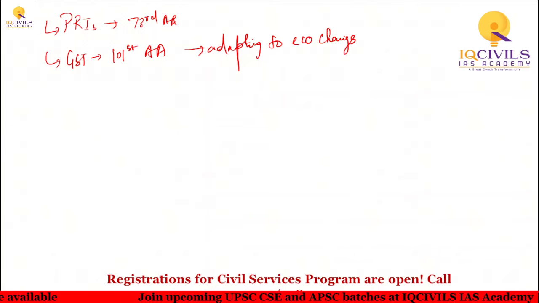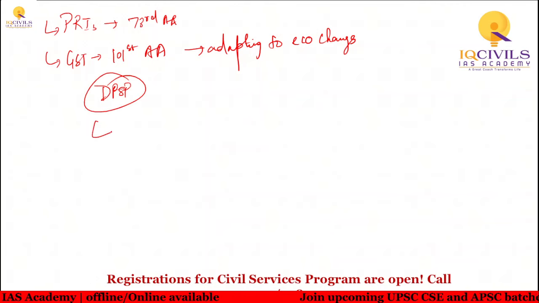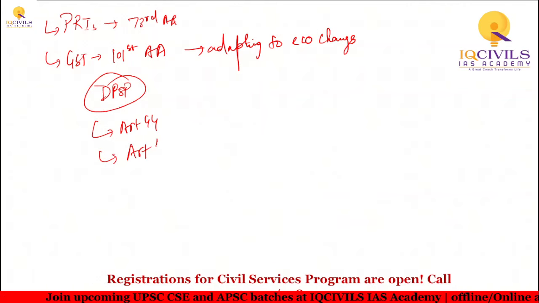Clear? These are the things. And apart from this, various visionary articles are present under DPSP as well, which require the government so that they can take steps in the future as the need arises. For example, with respect to DPSP Article 44, government is planning to bring uniform civil code.